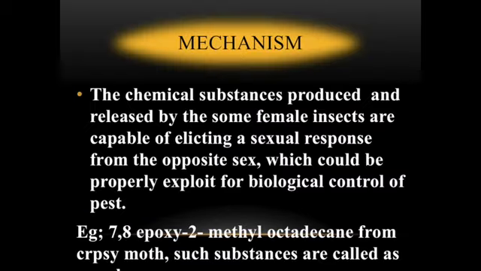What is the mechanism involved in biological control? The chemical substances which are produced and released by some of the female insects are capable of eliciting a sexual response from the opposite sex, that is the male, which can be properly exploited for the biological control of that type of pest. The best example is 7,8-epoxy 2-methyl octadecane, which can be obtained from the female gypsy moth. Such substances are called pheromones.